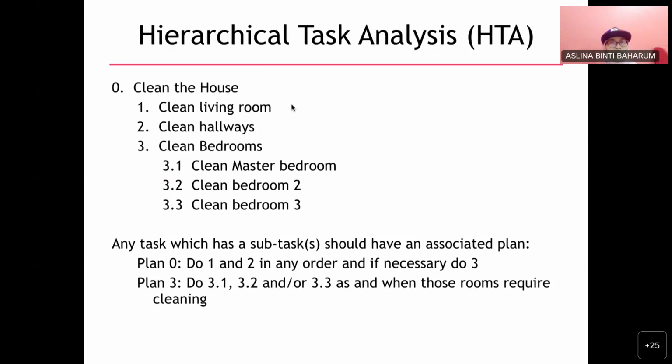There are a few types of HTA, and you will see different types. This is the first type. You have 0: clean the house. Normally the first one is the objective. To clean the house, you need to break it into clean living room, clean hallway, clean bedroom. For clean bedroom, you clean the master room first, then bedroom number 2, number 3. It is like a task with subtasks. So this is the first example of HTA.